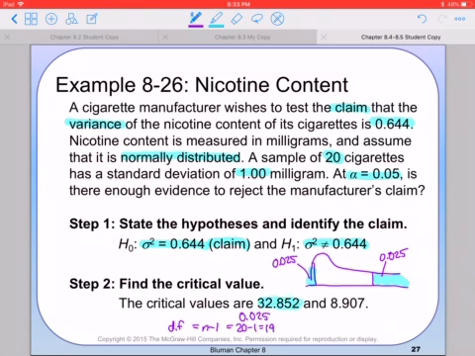When you look that up, you get 32.852. And then when we look up, well, what's the area in the middle here? That's our 0.95. So the area on the right for this left value is 0.95 plus 0.025. So that gives us 0.975. And we have the same degrees of freedom. And when you do that, you should get 8.907. So those are our two critical values.